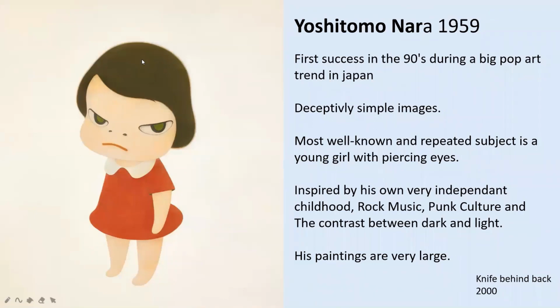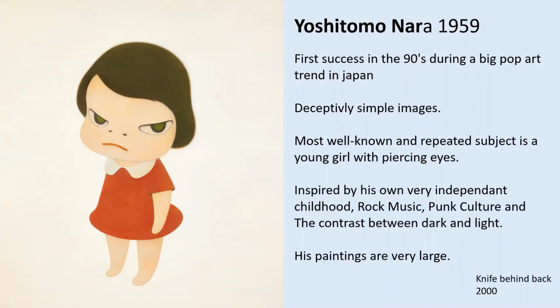So Yoshimoto Nara was born in 1959. He had his first success in Japan in the 90s when Japan had a big pop art trend. They had their own pop art movement at that point. And he does deceptively simple images. They look quite simple, but they're not, their simplicity is complex, if that makes sense.